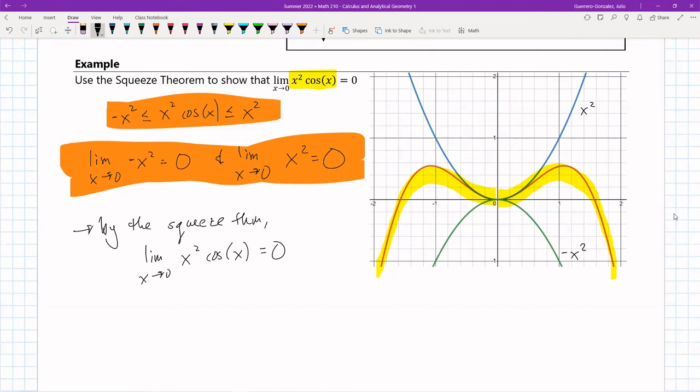Okay, like I said, this is overly simplified. This theorem is used much more in higher level math. You just got to believe me on that one, okay?